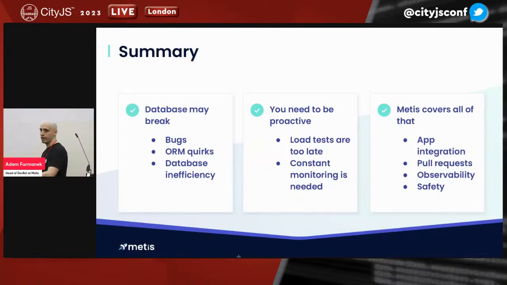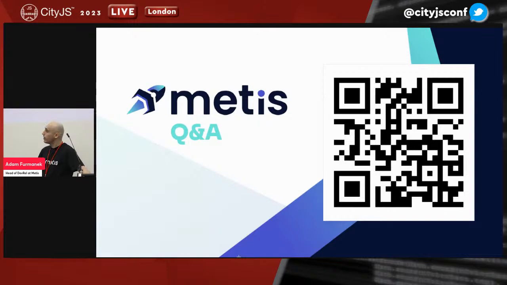Summarize. Things may break along the way in multiple ways. Databases may go wrong, ORMs may go wrong, and whatnot, right? We can't wait for load tests to figure out this performance. We need to push these checks as early as possible. We need to have database guardrails from the very first step when we do our application coding, right? And Metis gives us all of that. It covers all our parts of all our databases, provides us root causing, context, observability, and whatnot.